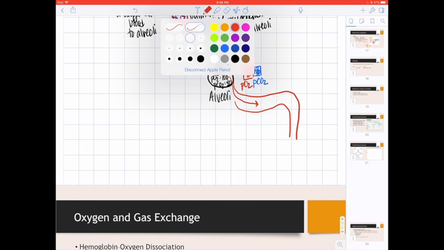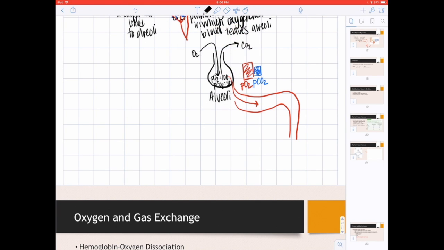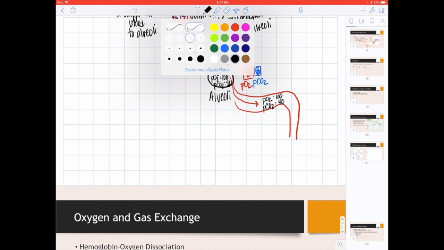Now, this is where the partial pressure becomes important, because the partial pressure in here is going to be 100 for oxygen, 40 for CO2. Okay, so same as before, we've got a higher concentration of oxygen and a lower concentration of CO2, because our whole point here is to transport oxygen to the tissues this way. Now, what about the CO2?